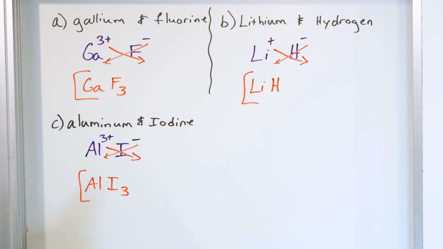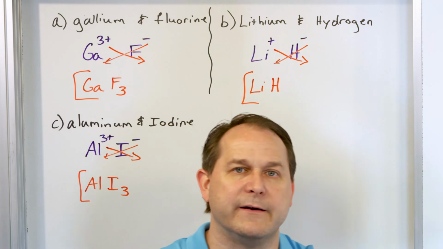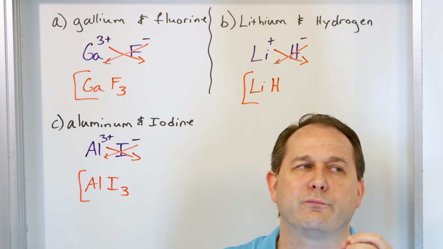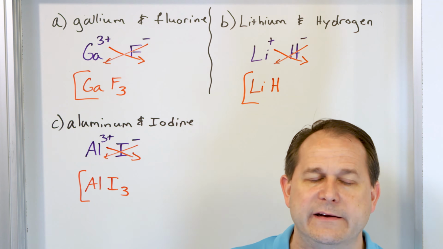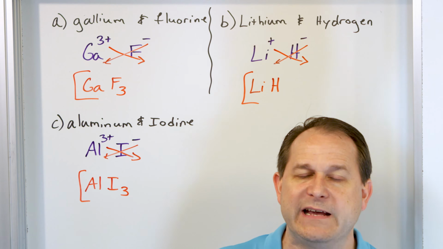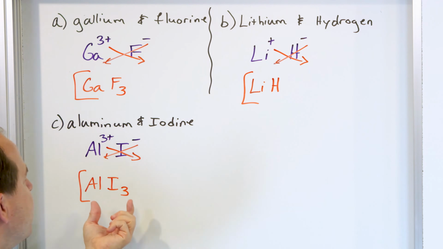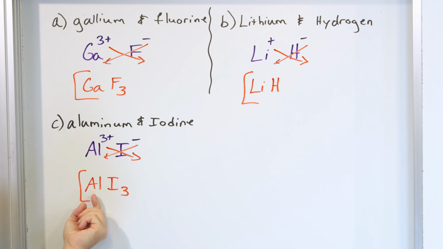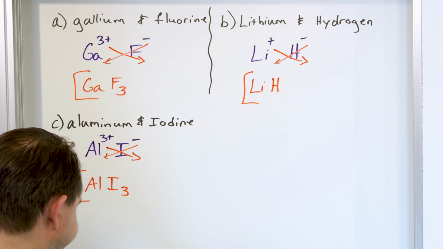Only after attracting the third iodine to it, then overall this looks like a charge of 0, and it stops attracting more stuff. And this is not a molecule. Remember, it's a formula unit, which is the smallest ratio in a gigantic grid of these things that are bonded together in a lattice, in a crystal lattice. But the smallest ratio is 1 atom of aluminum to 3 iodine ions.